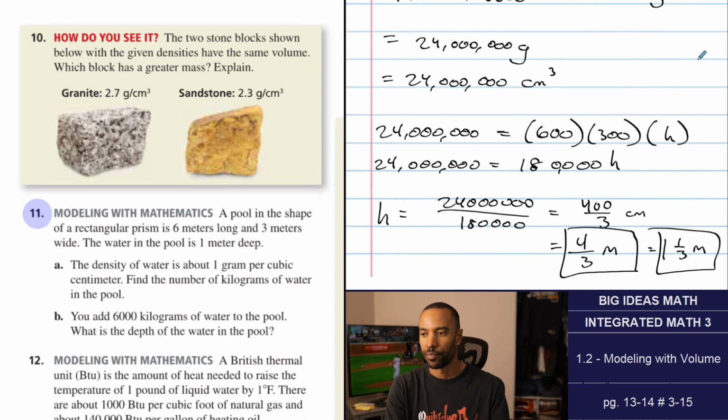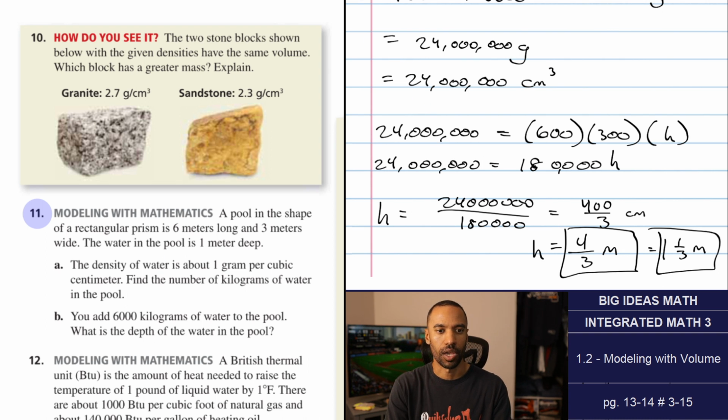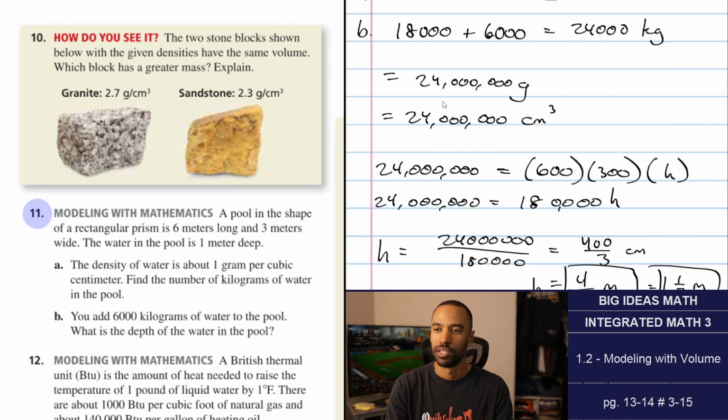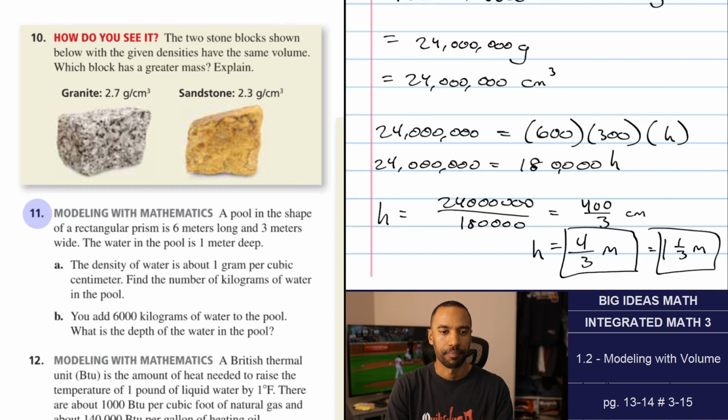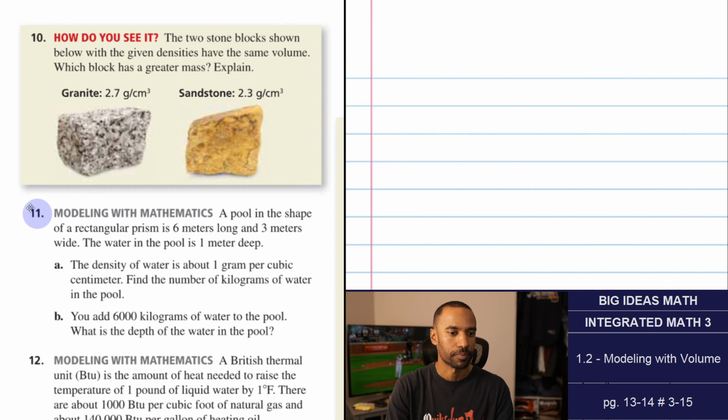What's the depth of water? 1 1/3 meters. Height is depth. Okay, so that's part B. So part A, oh, we already wrote it. That's part B. Okay, let's go to number 12.